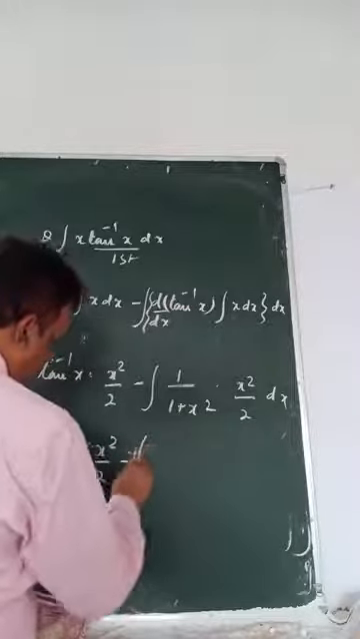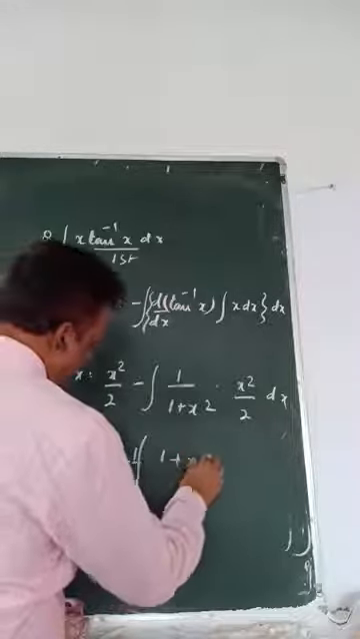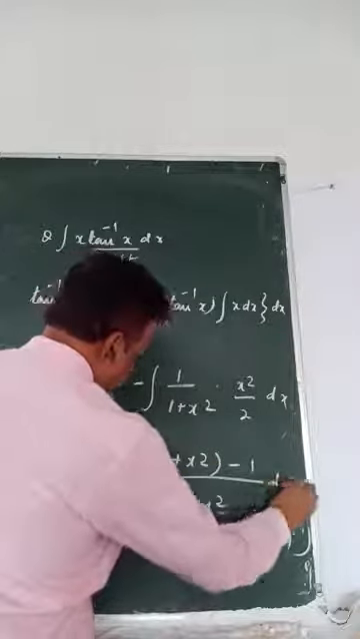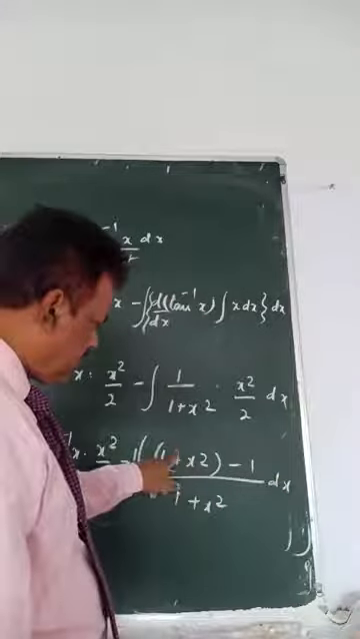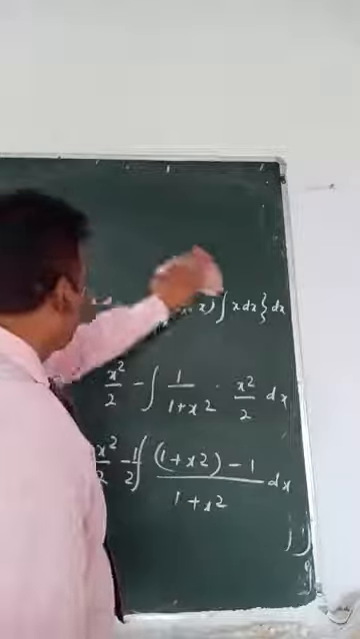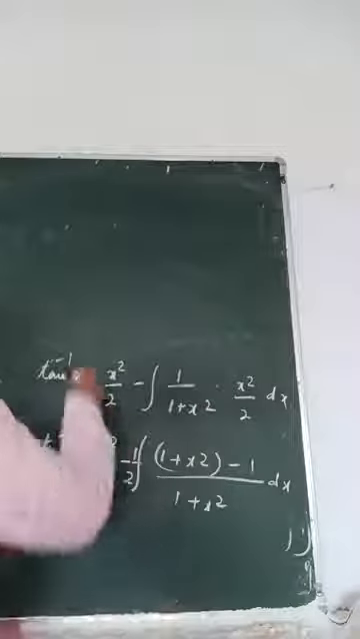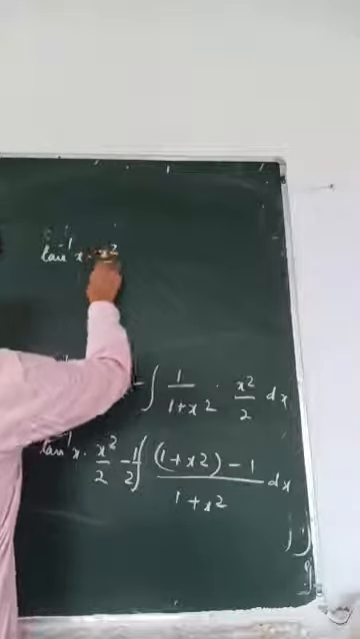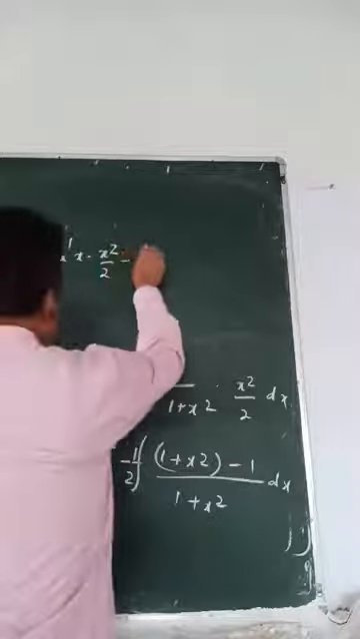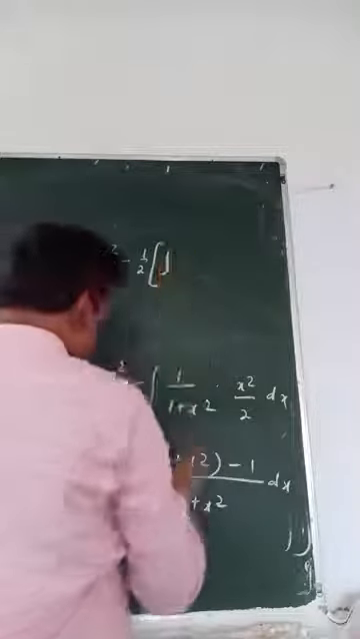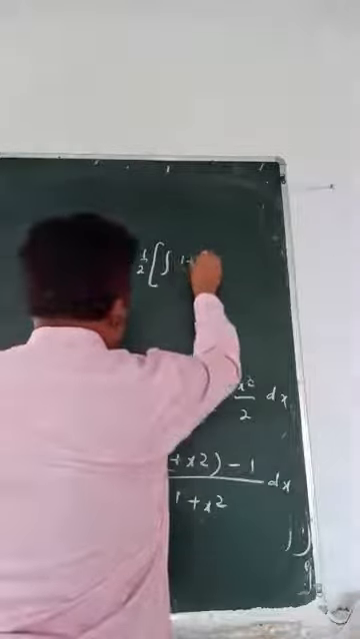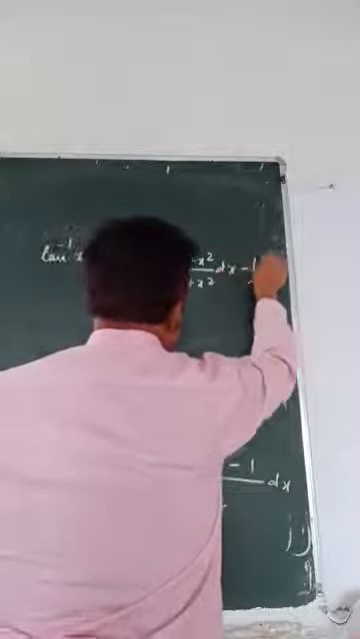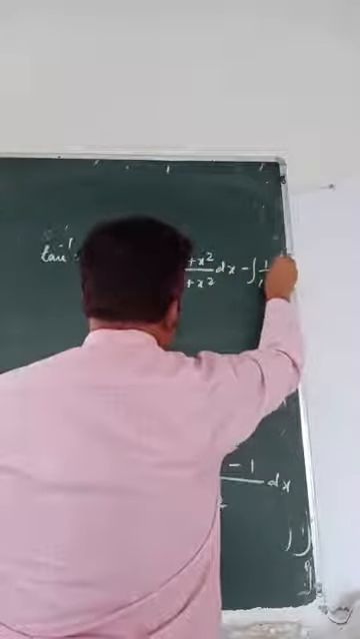This half I can write here: (1 plus x square minus 1) by (1 plus x square) dx. So now I can do a separation on this. So you are going to get tan inverse x square by 2 minus half integration. If I cancel here, I can write (1 plus x square) by (1 plus x square) dx minus 1 by (1 plus x square) dx.